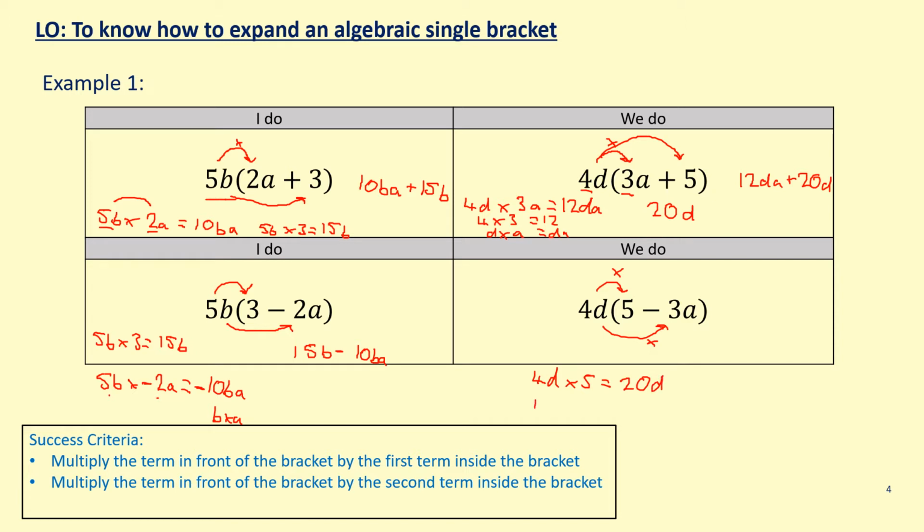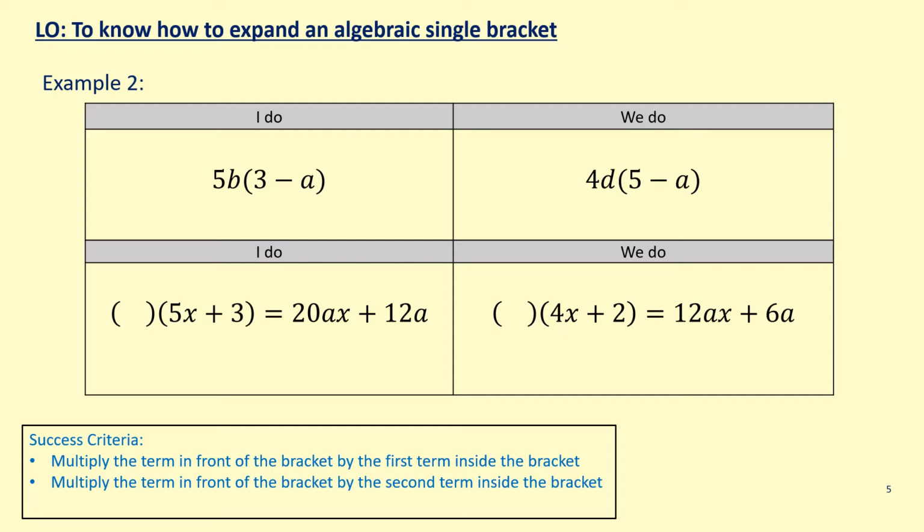And then we do 4d times minus 3a. So 4 times 3, so we have 3, 6, 9, 12, da, because they're the terms, and then minus, because it's a negative times a positive. So our answer for this we do, and give yourself a tick if you got it right, is 20d take away 12da. Excellent.